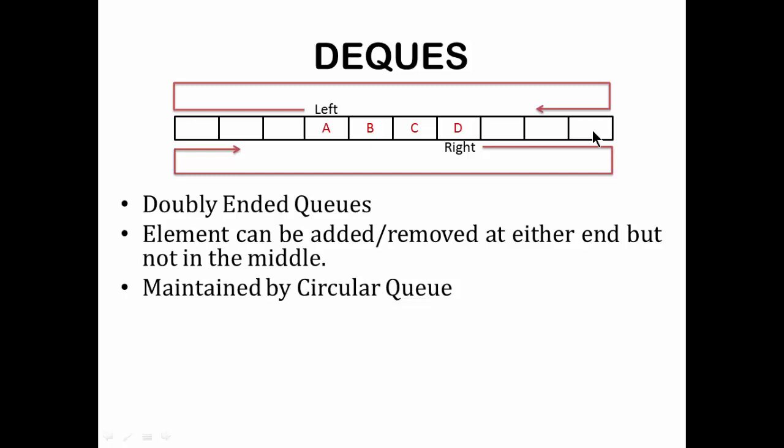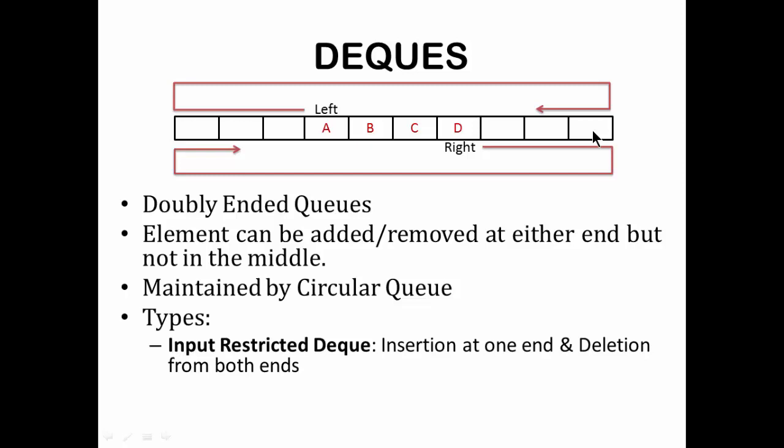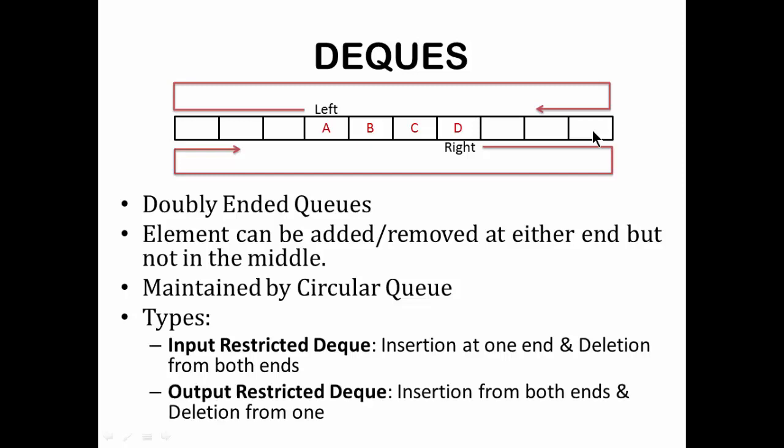Fine. And these decks are of two types. The first one is input restricted decks. In input restricted, as the name suggests, we have a restriction on the insertion. Insertion can be performed only from one end, and deletion can be performed from both the ends. But if I want to restrict my deletion, then it is called an output restricted deck, where deletion can be performed from any one end only and insertion is allowed from both the ends.